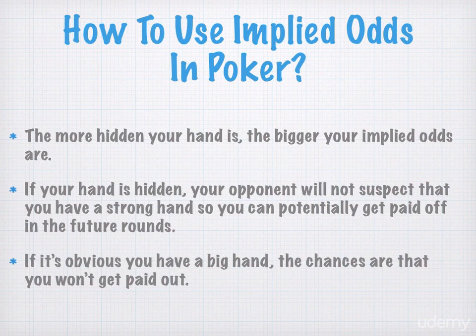How to use implied odds in poker. The more hidden your hand is, the bigger your implied odds are. If your hand is hidden, that means your opponent's not going to suspect that you have a strong hand, so you can potentially get paid off in the future rounds. So it's great to have a hidden hand because then your opponent doesn't know what you have. If it becomes rather obvious that you have a big hand, the chances are that you most likely won't get paid out. So you really need to understand and evaluate how your opponents see you and how they specifically are viewing you during a specific hand based on their actions, bets, and movements.